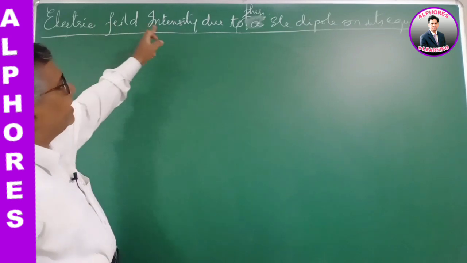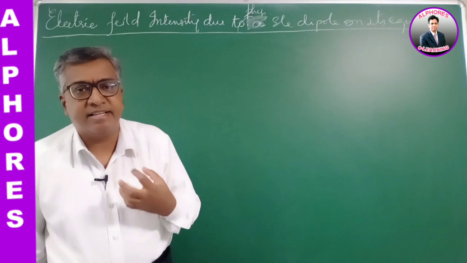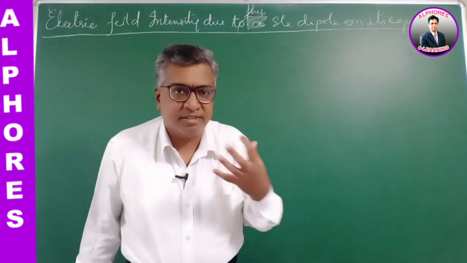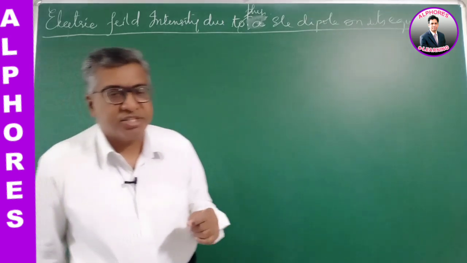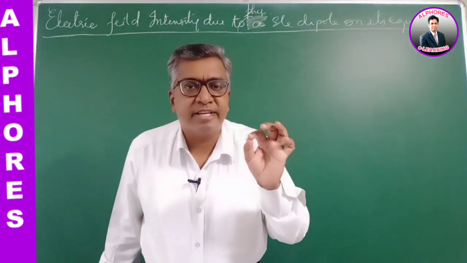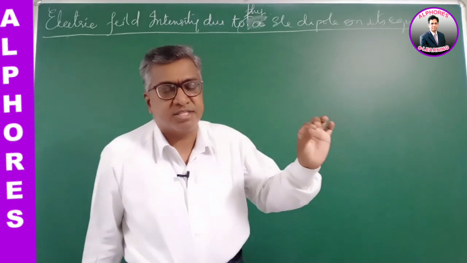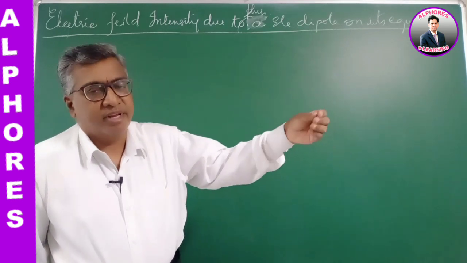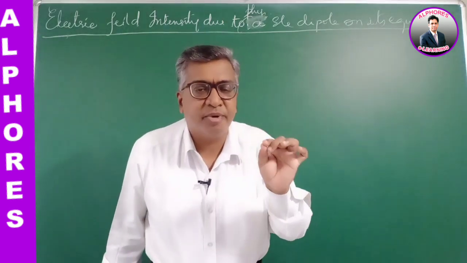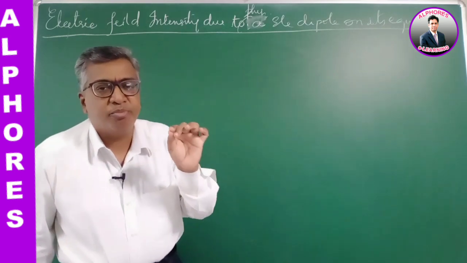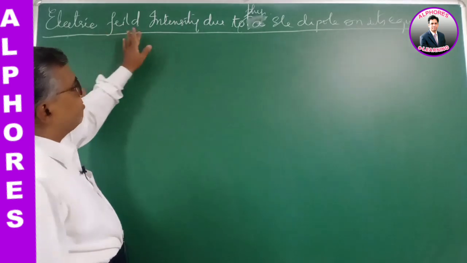Now electric field intensity is the strength of the field, the physical measure of the field. It is defined as the force experienced by a unit positive test charge placed at that point. Wherever the point where you want to find the intensity, it is the force experienced by a unit positive test charge placed at that point in the field. That is electric field intensity.